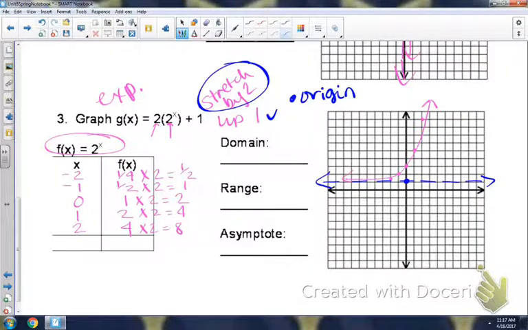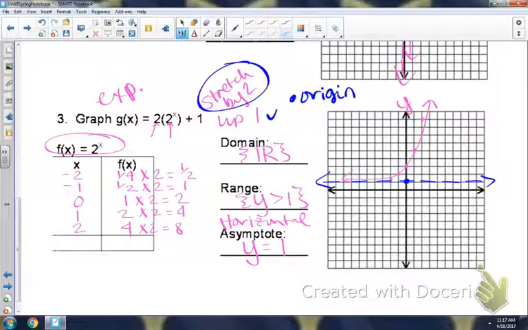Alright, so your domain, continuous both ways, so that would be all real numbers. Your range, if you look at the y-axis, it's only using values above 1. So y is greater than 1. It doesn't include 1 because that's going to be where our horizontal asymptote is. So that would be crosses the y at +1. So y equals 1.